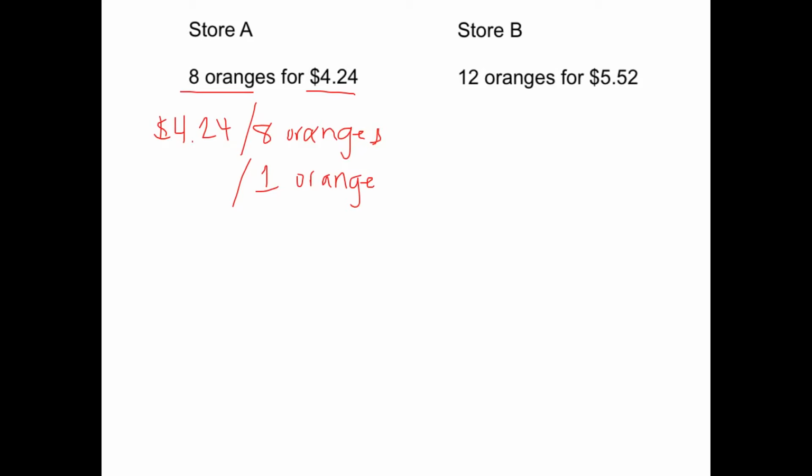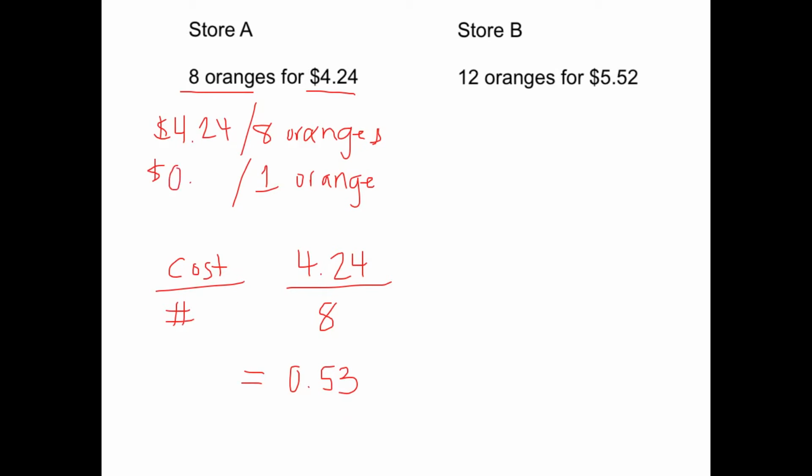What operation helps us to find a number that is lower than $4.24? Division. We're going to take the cost and divide it by the number of oranges. In this case, the total cost is $4.24, and the total number of oranges is 8. If we take these two numbers and divide, we will find out the price for one orange. In this case, the answer is 0.53, which means that the cost for one orange is 53 cents. This represents the unit price.